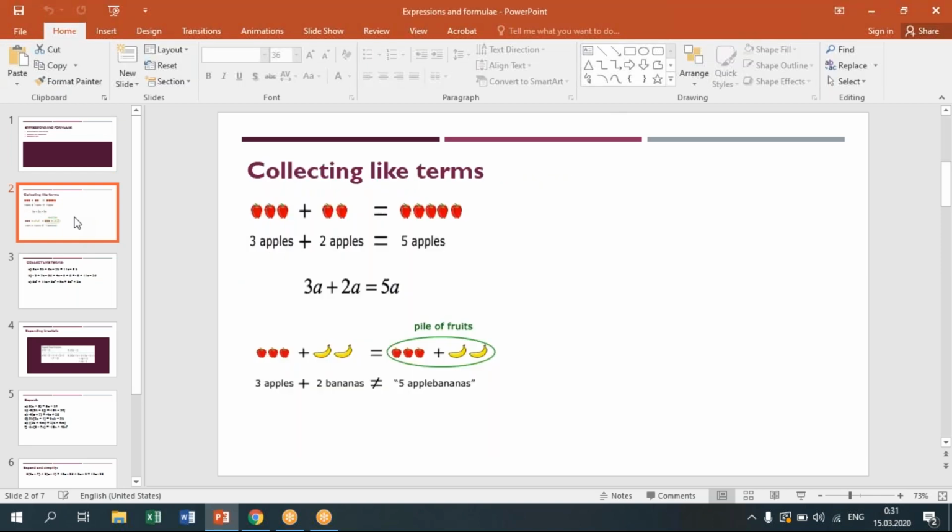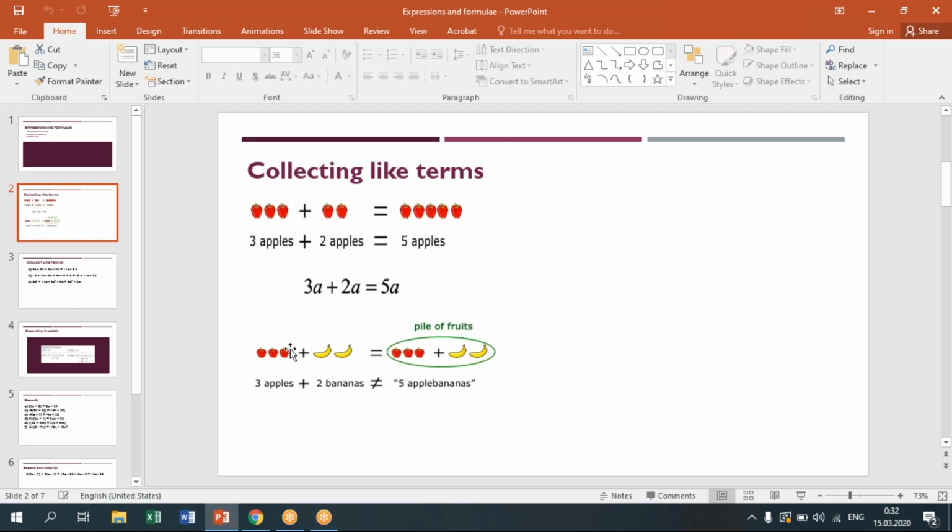Collecting like terms means that we have to find similar things. Look at an example. 3 apples plus 2 apples is equal to 5 apples. Here we know that apples is the common thing, and it doesn't matter which constant number we have before. And as you see in this expression, 3a plus 2a is equal to 5a. It means they are common and they are similar. That's why we can add them.